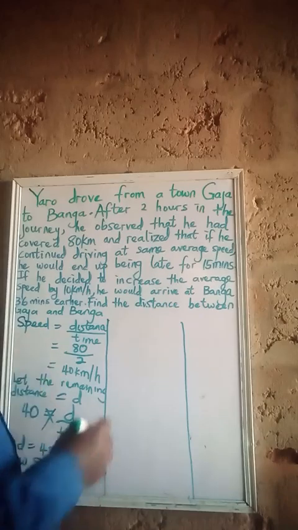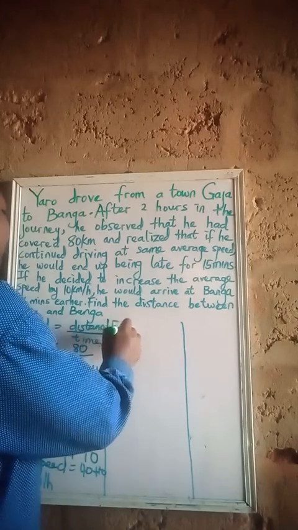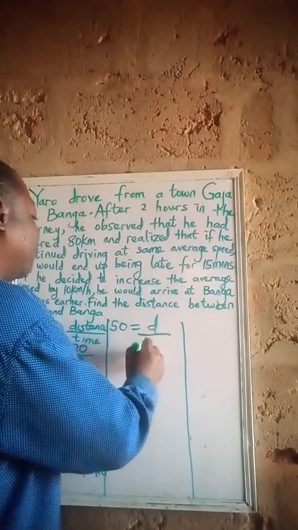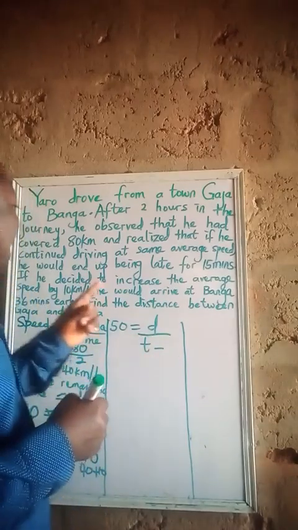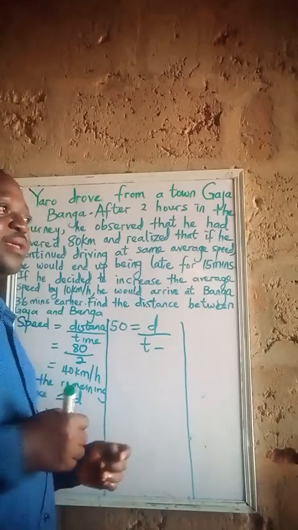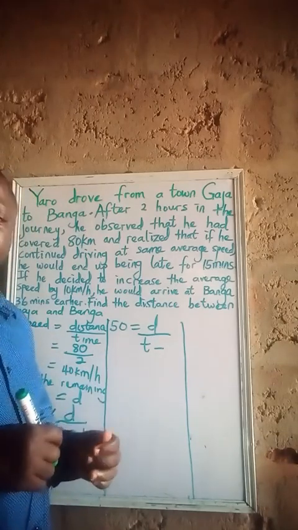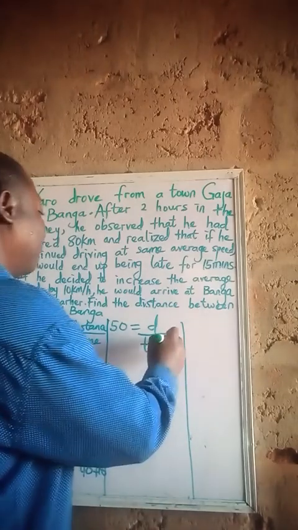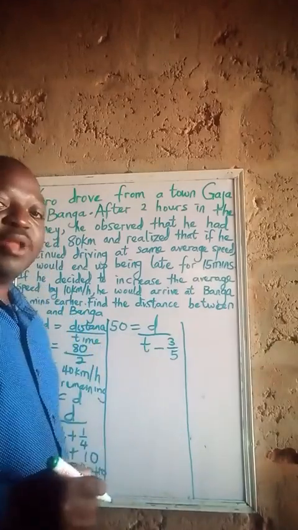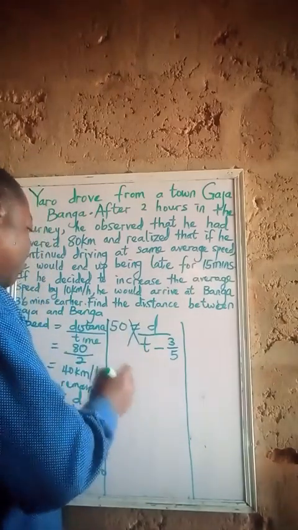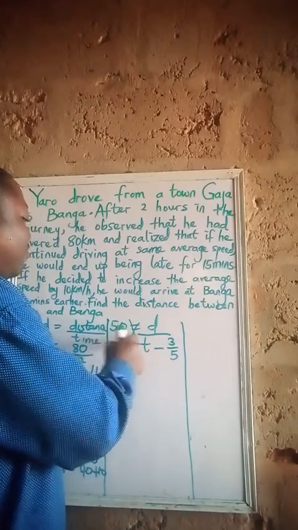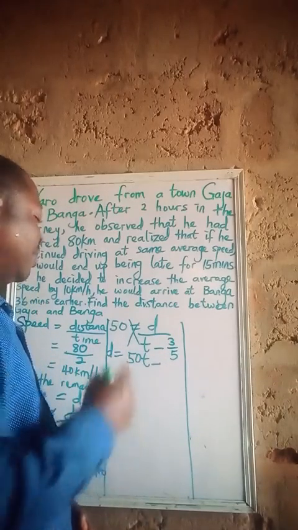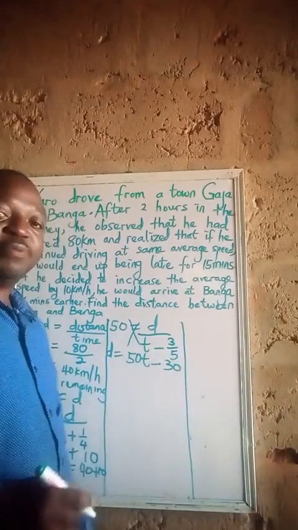So using this same relation, new speed is 50, then the remaining distance to cover still remains D, over the time, which this time around will be T minus 36 minutes, since it would be earlier. So you have to subtract 36 minutes from the time. Converting 36 minutes to hours, you get 36 over 60, and that is 3 over 5. I want to get another expression for D here as well. If I cross multiply, I have D equal to 50T minus 50 times 3 over 5, that is 30. So this is another expression for distance.